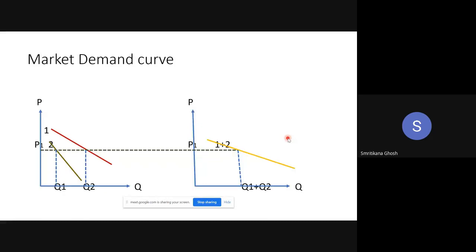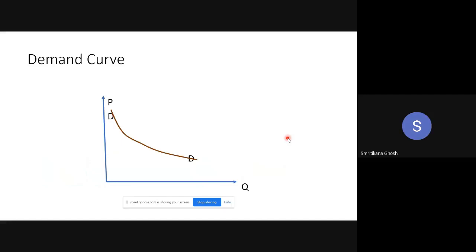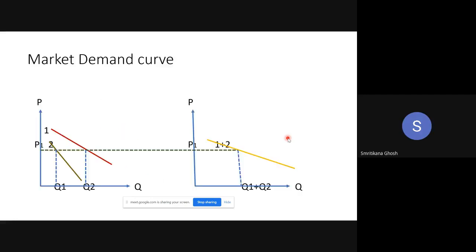A straight line is accepted, a curve is accepted, but don't draw any demand curve which is concave to origin. If you are interested to draw a curve, then it will be convex to origin, not concave to origin. It will be like this. Okay, ma'am. Any other question? Okay, ma'am.